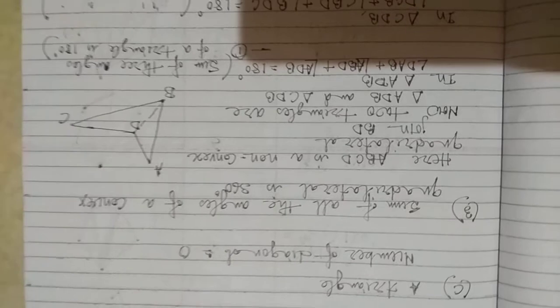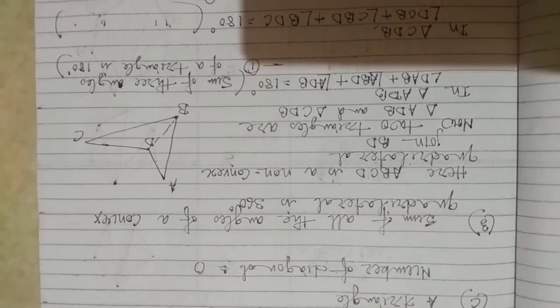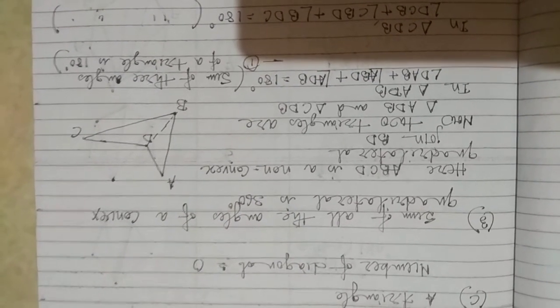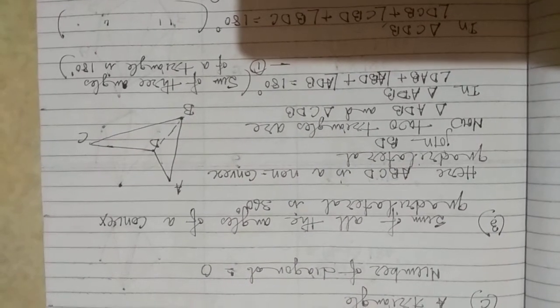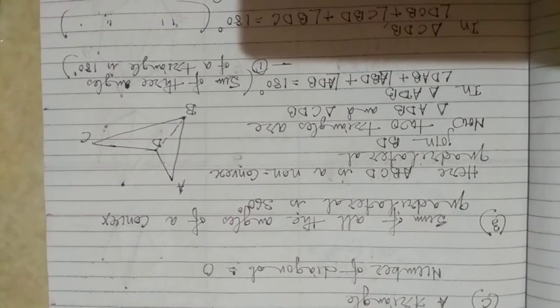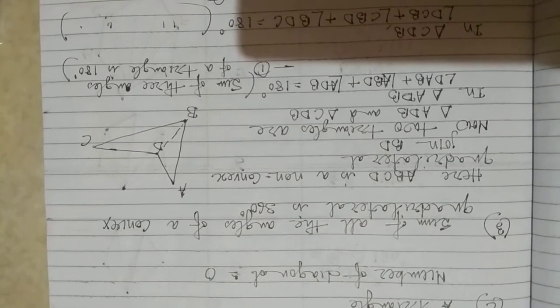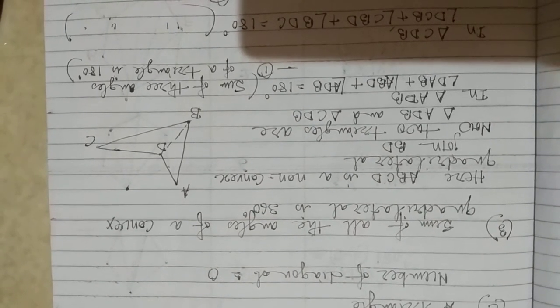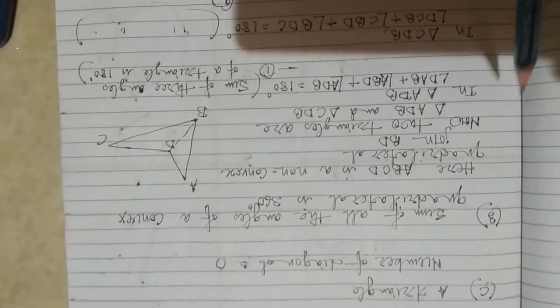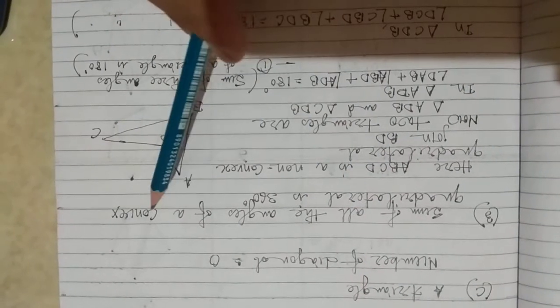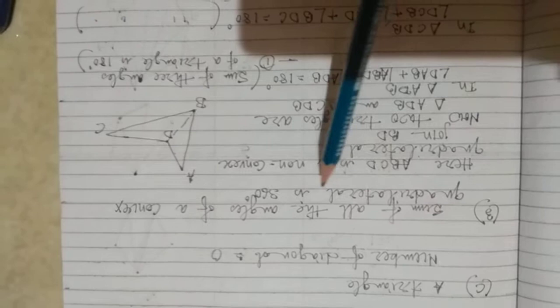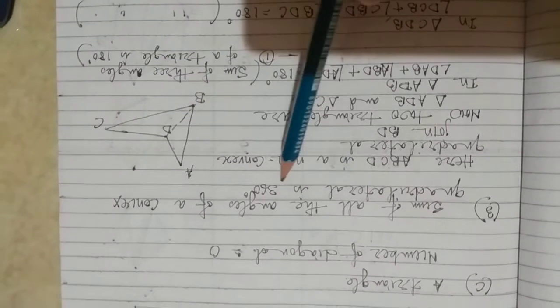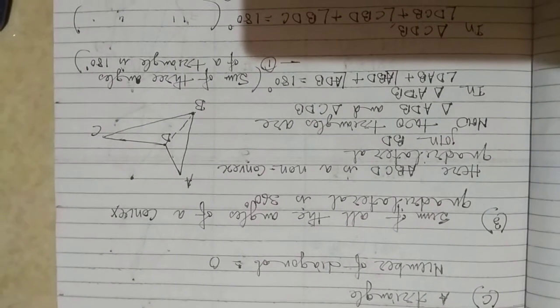Now in question number 3, what is the sum of the measures of the angles of a convex quadrilateral? What will be the property if the quadrilateral is not convex? So the sum of all the 4 angles of a convex quadrilateral is 360 degrees.